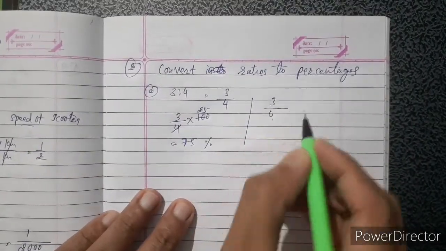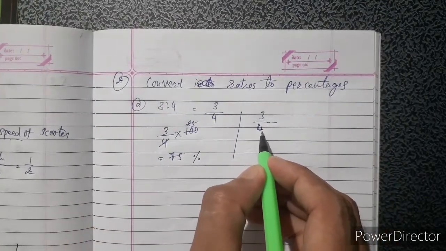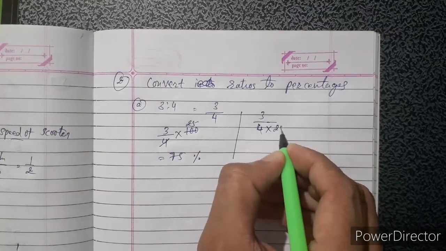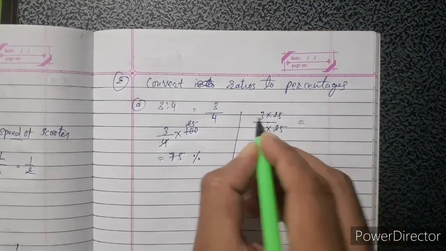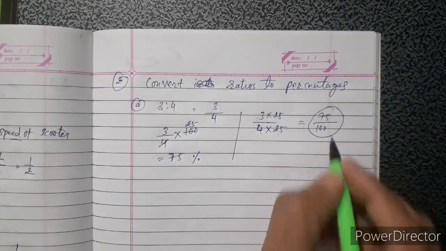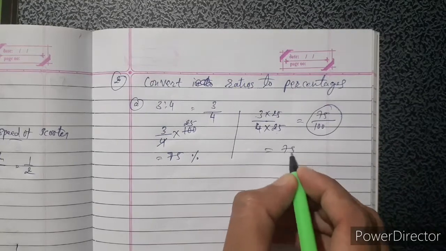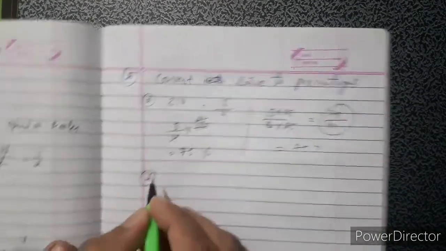Otherwise, one more method, look what to do. 3/4 is there and in percentage we need the denominator equal to 100, so what to do? Multiply by 25 to get 100 here. Same here 25, so 25 threes are 75/100, that is 75 out of 100. Out of 100 means percentage, 75 percent.